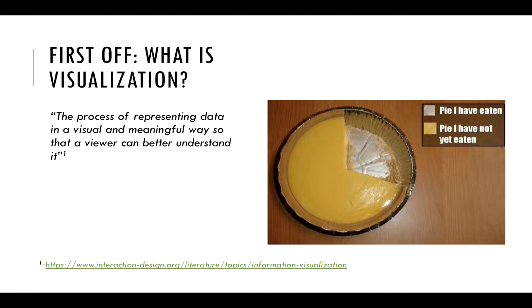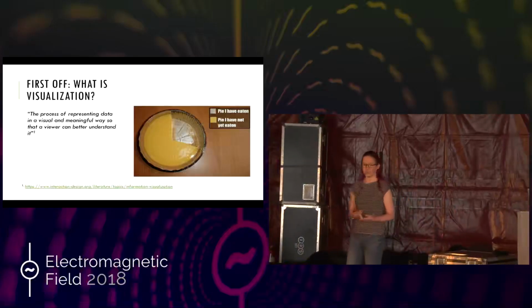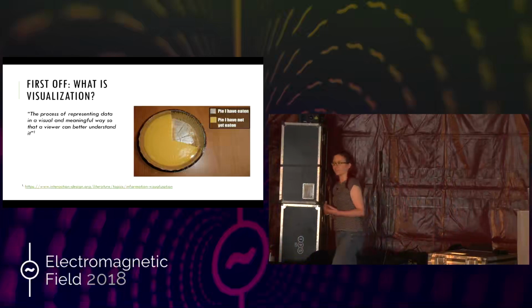And this is the most important visualization you'll see today, how much pie I've eaten and how much pie I have left to eat. And it's a very awkward visualization because really you want both halves to be as big as possible, which doesn't geometrically work. But the idea is that visualization is a way of representing data visually so that you can understand it.